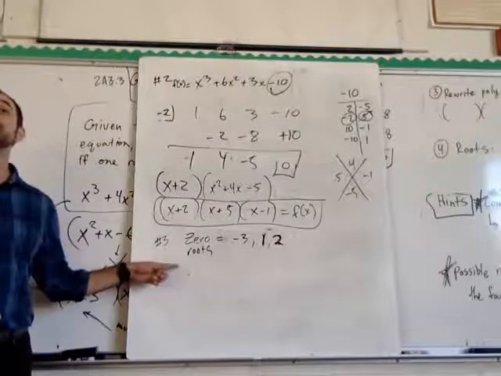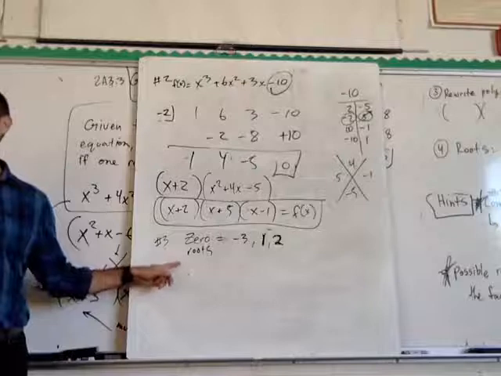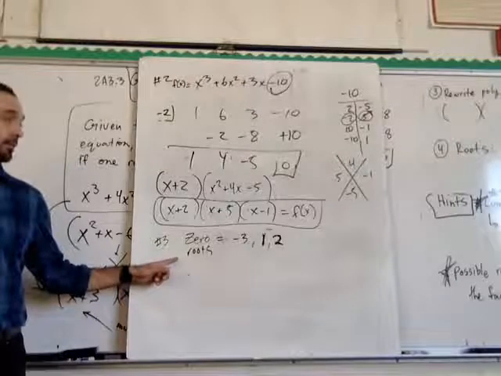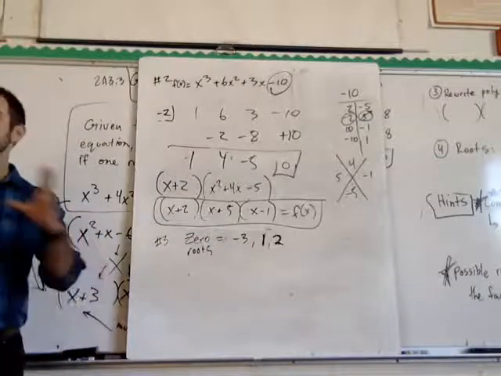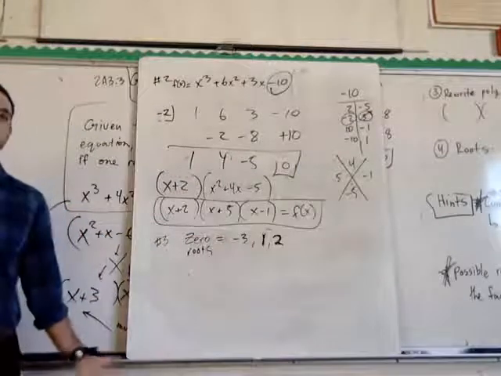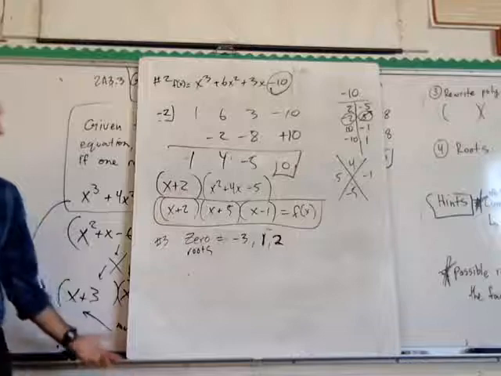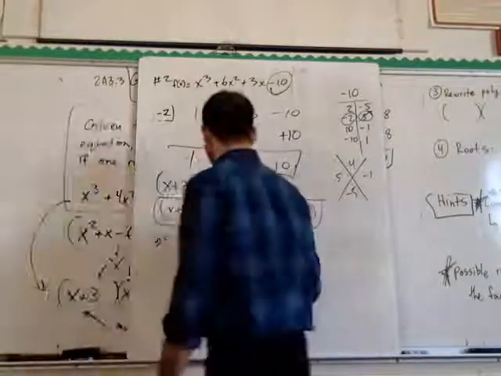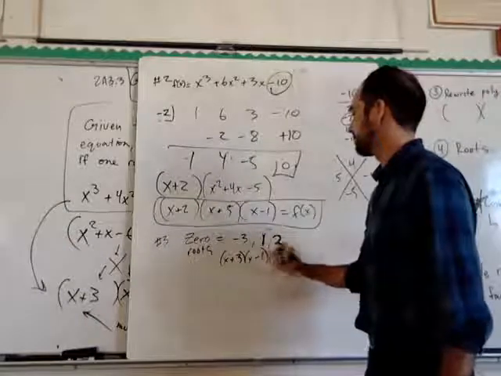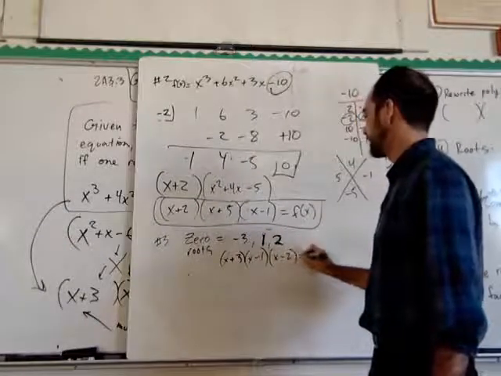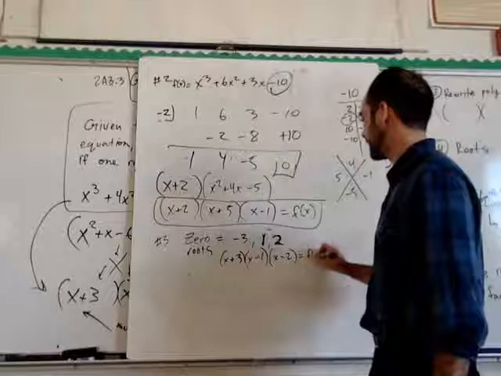This is easy. I'm glad I get to do this last. Because really we're given three roots, -3, 1, and 2. We just have to express it as a polynomial. Okay. What are we going to start with? X plus 3, then x minus 1, x minus 2. That's all equal to f of x.